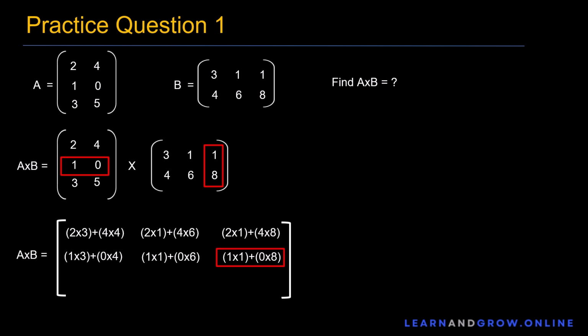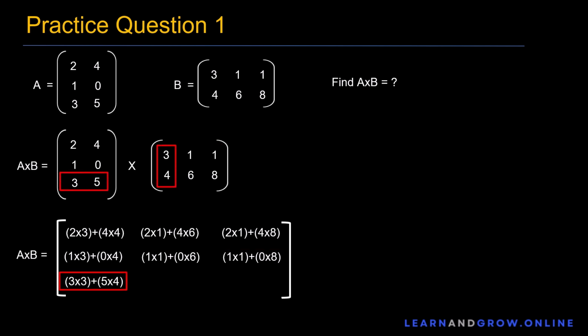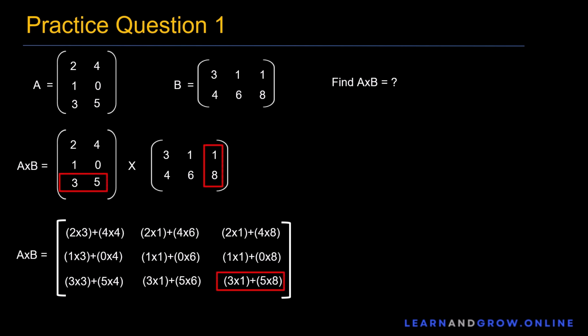Lastly, let us move to row 3 of matrix A and multiply it with all columns of matrix B, one at a time. Pay close attention to the red rectangles. We start by multiplying row 3 of matrix A with column 1 of matrix B, and write the answer as the first entry in the third row of the resultant matrix. Then we multiply row 3 of matrix A with column 2 of matrix B, and write the answer as the second entry in the third row of the resultant matrix. After this, we multiply row 3 of matrix A with column 3 of matrix B, and write the answer as the third entry in the third row of the resultant matrix. We have now completed all 3 entries in the third row.